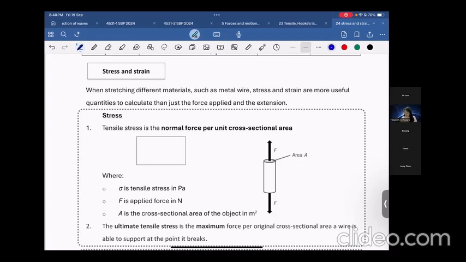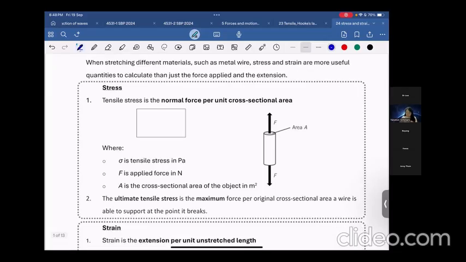It's more useful. So the stress symbol is like this. This is the symbol. Stress actually is normal force per unit cross-sectional area. So force divided by area. It's the same as when we calculate pressure, force divided by area. That's why the unit is the same, Pascal. You can also write it in Newton per meter square, no problem.